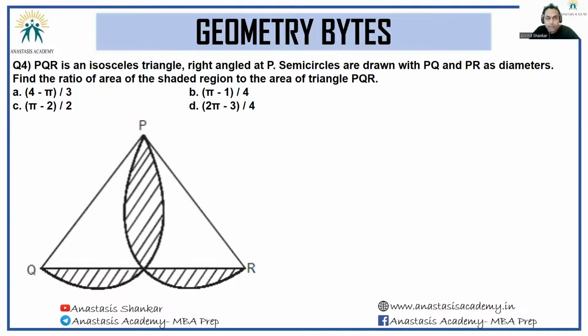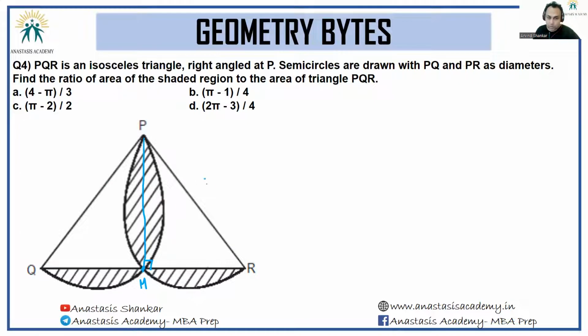Next, PQR is an isosceles triangle, right angled at P. Semicircles are drawn with PQ and PR as diameters. Okay. Find the ratio of the area of the shaded region to the area of triangle PQR. Okay. This point is interesting. Let's drop a perpendicular from P to, let's call this point M. Now look at triangle PMR. I've dropped a perpendicular here, PMR. This is 45. This is 45.